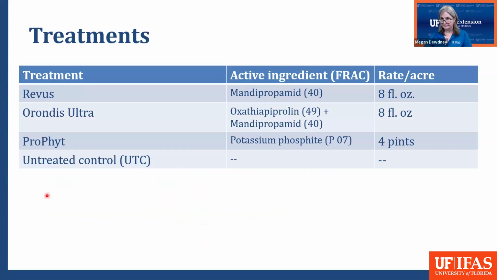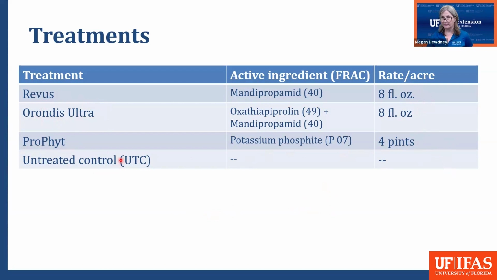So we looked at Revus and Orondis Ultra. Those are the two newer products that are recommended for brown rot control. And then we compared that to Prophyt at 4 pints per acre. These two were applied at 8 fluid ounces per acre, and everything was compared to an untreated control.